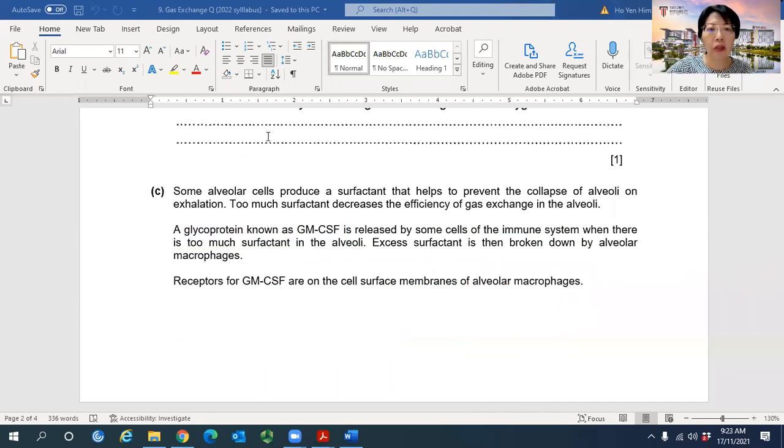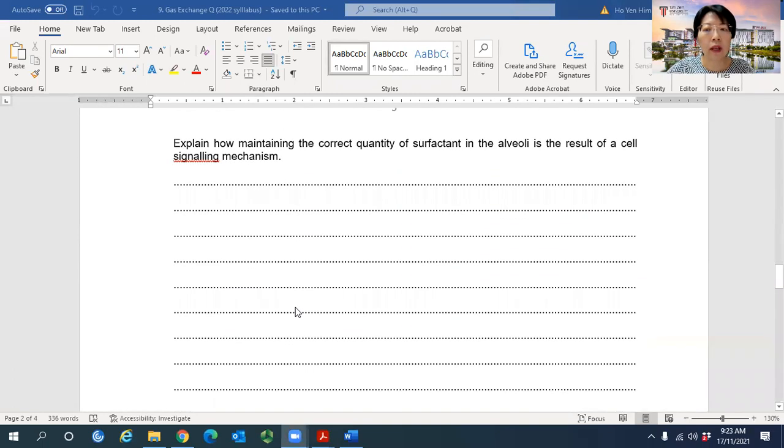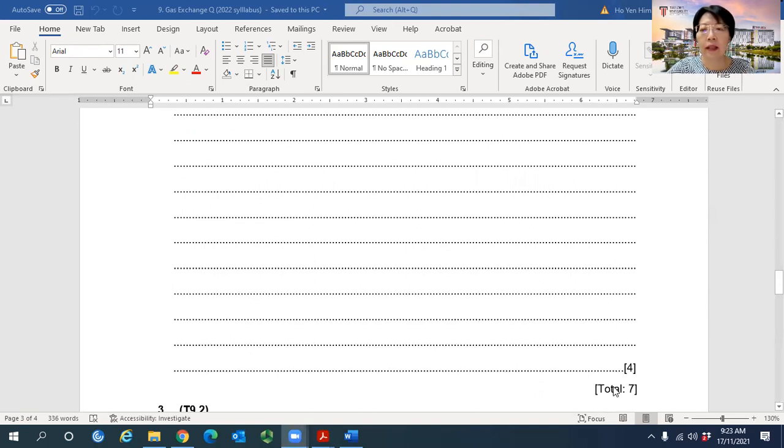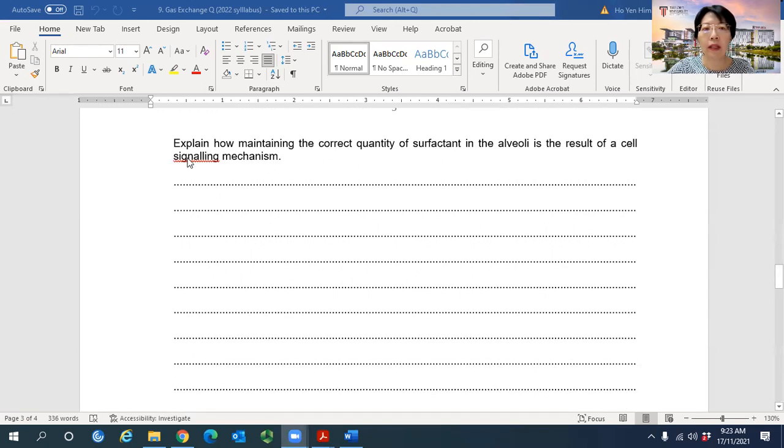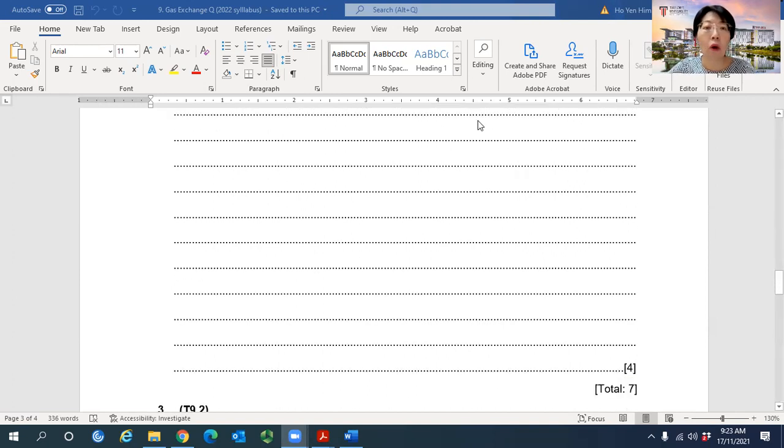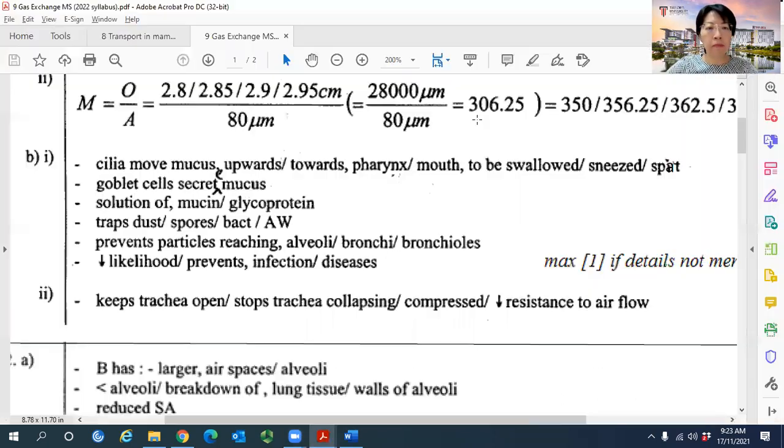So this is what the passage is talking about. So you have to relate the passage to the basic information you have learned. So the question asks the student to explain how the correct quantity of surfactant in alveoli is the result of a cell signaling mechanism. And this is 4 marks. So you already learned from cell signaling mechanism, you need to first state what cell will secrete the signal, what is the signal molecule, and what happened to the signal molecule, and then after that, in the target cell, what happened to the target cell? So 4 marks. So let's look at the mark scheme.